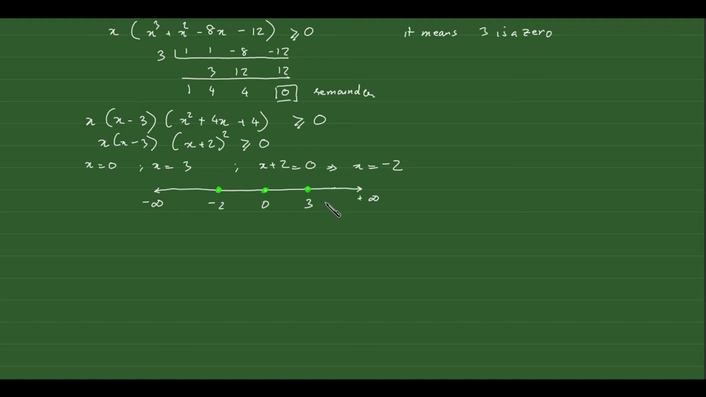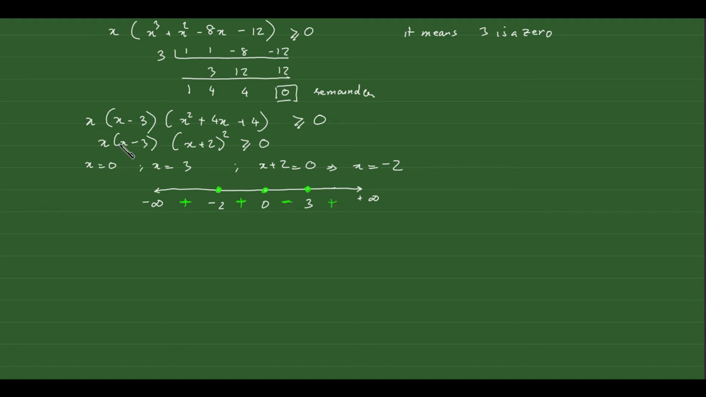So let's pick a value. Okay, pick 4, plug it in. So it turned out to be positive. And this is, you pick 1, it turned out to be negative. And you pick -1, it turned out to be positive. And you pick -3, it turned out to be positive. Okay, just go ahead and plug them in. Go ahead and plug it in and check.